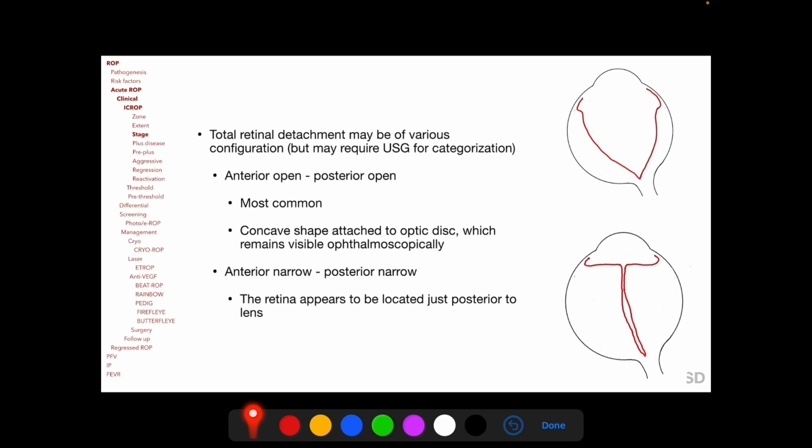The most common configuration is a funnel, which is open anteriorly as well as posteriorly, and in this configuration only the optic disc remains visible. Another configuration is a funnel which is narrow anteriorly as well as posteriorly, and in this situation the retina appears to be located just posterior to the crystalline lens, as we have discussed.